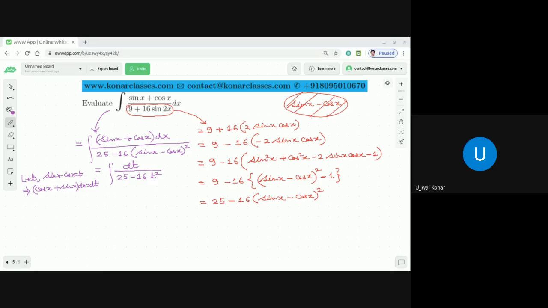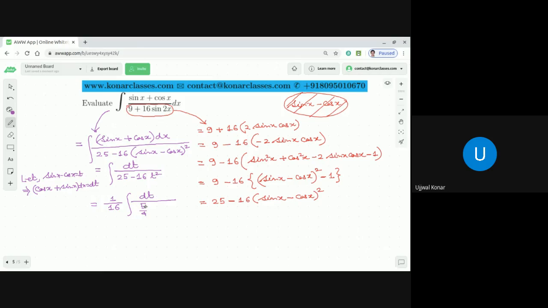What will we do? We'll take that 16 common. Then, if we take 16 common, it is 1 by 16 integration of dt by 25 by 16, that is 5 by 4 whole square.